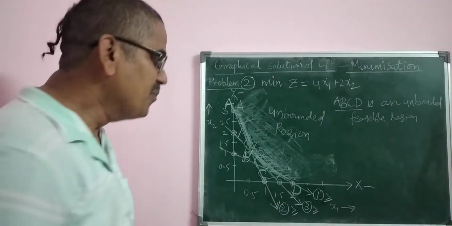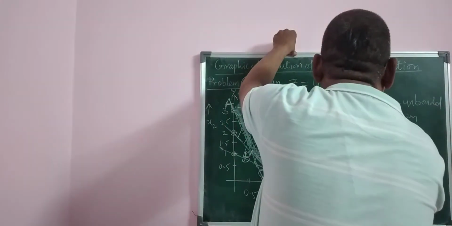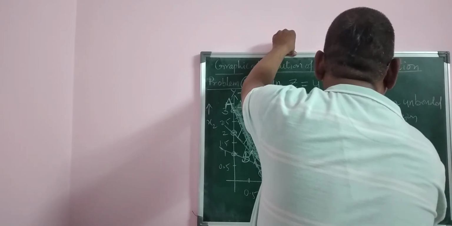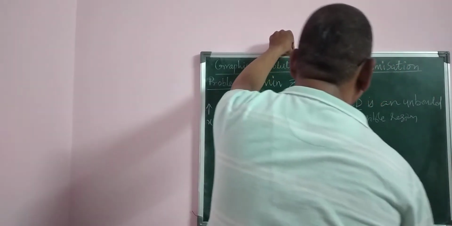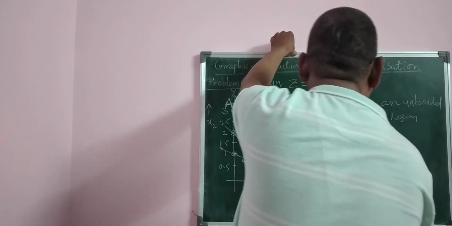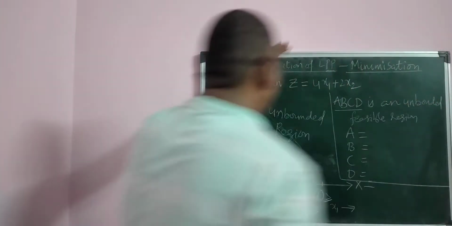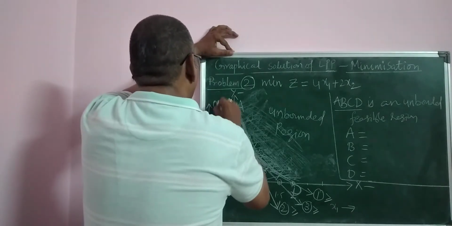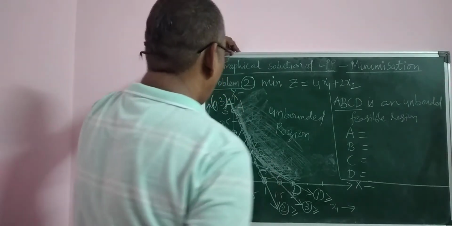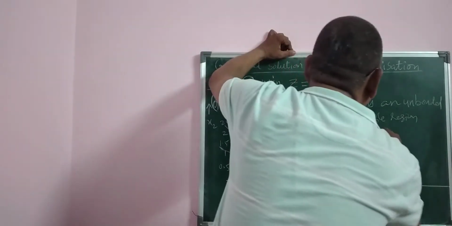So now I am writing all the points of A, B, C and D. For A, what do I write here? A can be obtained directly. It is the value 0, 3.